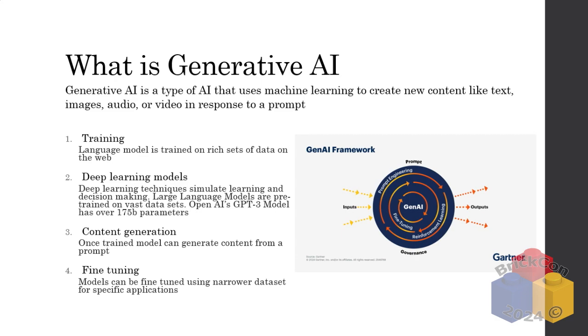All of this data is passed in and is used to train a model. These deep learning models will then learn and make decisions on this data set and allow the tools to simulate what is available and, based on the questions you ask, make inferences out of it. So once the model has been trained and it understands all of the data available, you then have content generation.